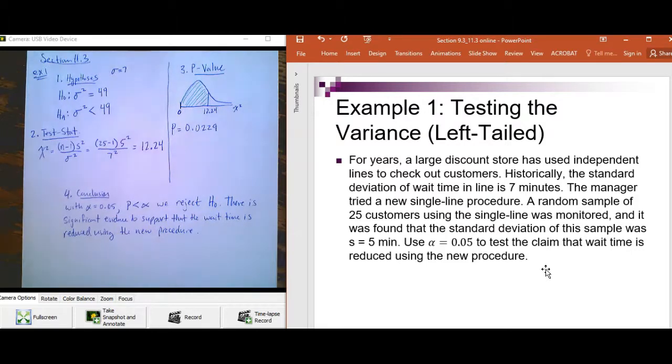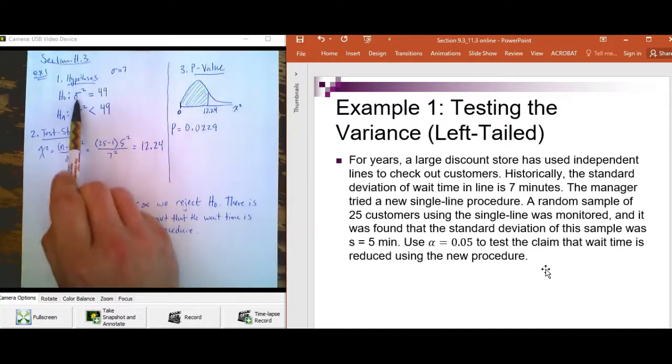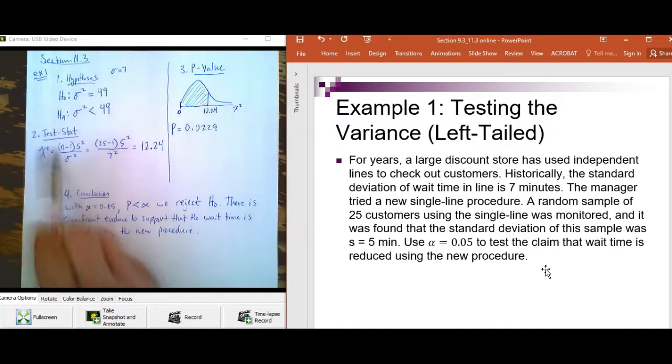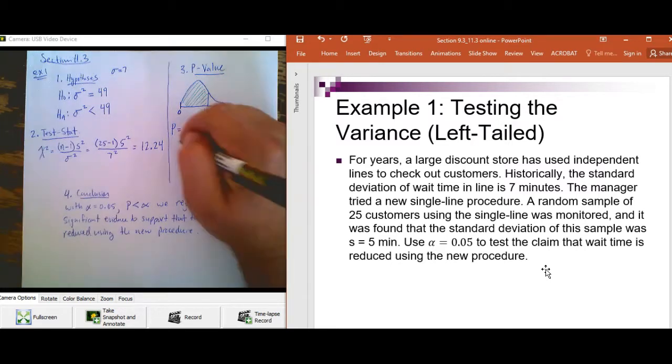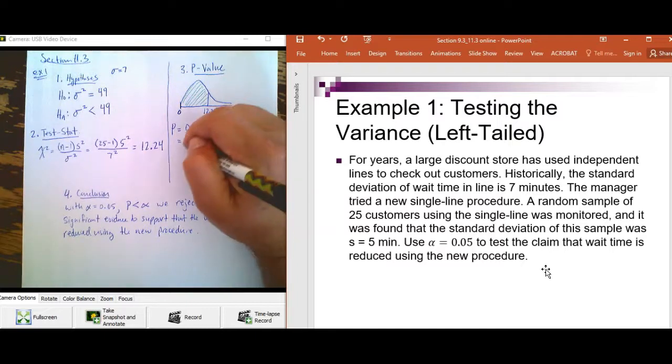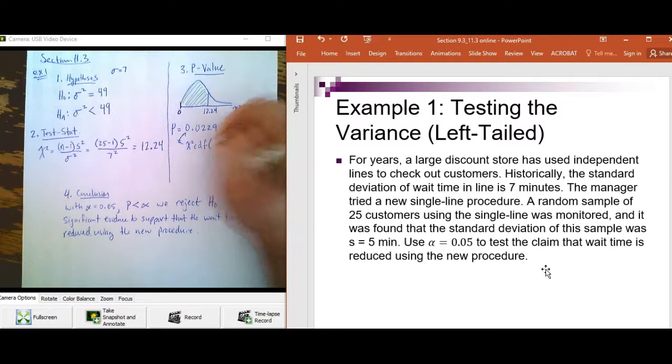That's it. You can see that the process is exactly the same. The only thing that changes are what we're testing for and our test statistic. Again, this was chi-square CDF from 0 to 12.24, with 24 degrees of freedom.